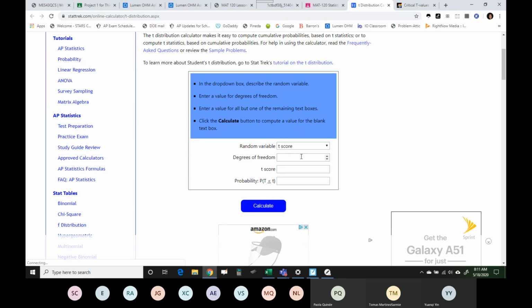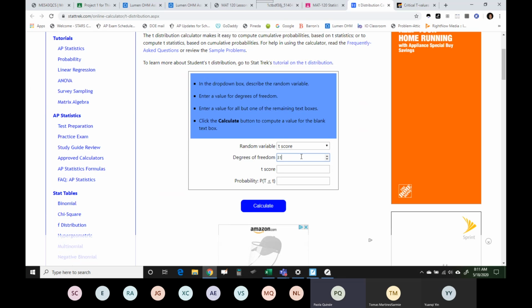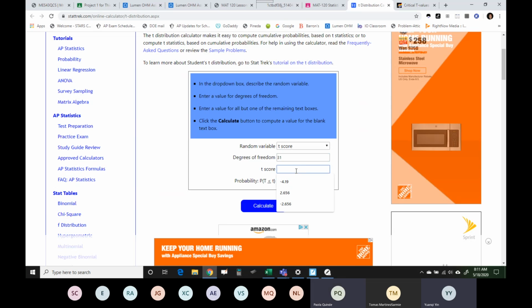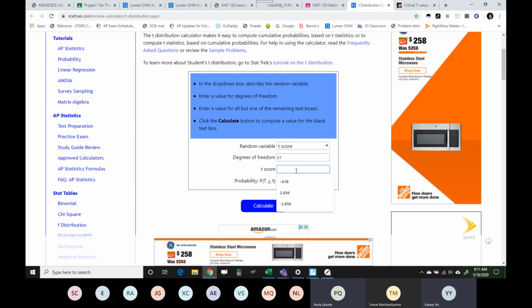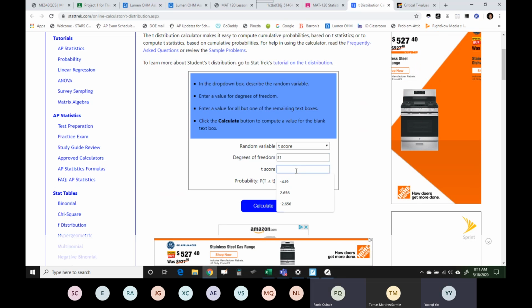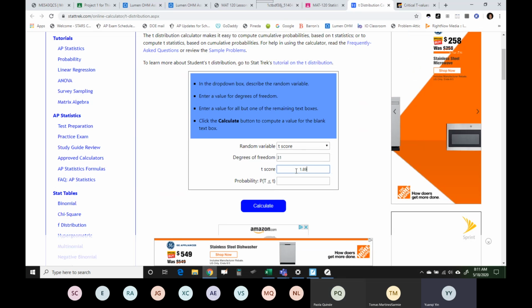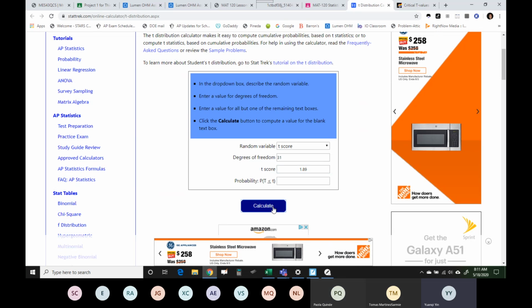I'm using a T-score. The degrees of freedom is 31. And what is the T-score that I have? 1.89. And now it's going to give me the area. Look at the area that it gave. Is that correct?